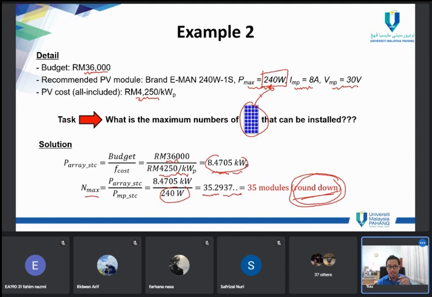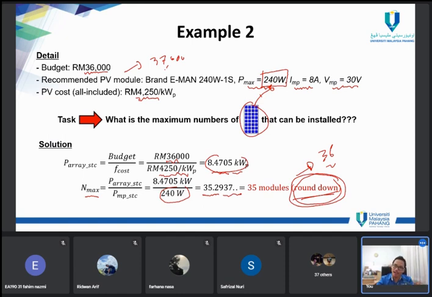Because of the budget. We are limited with the budget. The budget is given 36,000. If I round it up, and 36, maybe it will cost you 37,000, for example. Just an example. You can still install it, but you need to use your own money. Your pocket money. So that means we are restricted by the budget. So that is why the maximum number of modules that can be bought or installed with that 36,000 is limited by the budget. That is why round down.